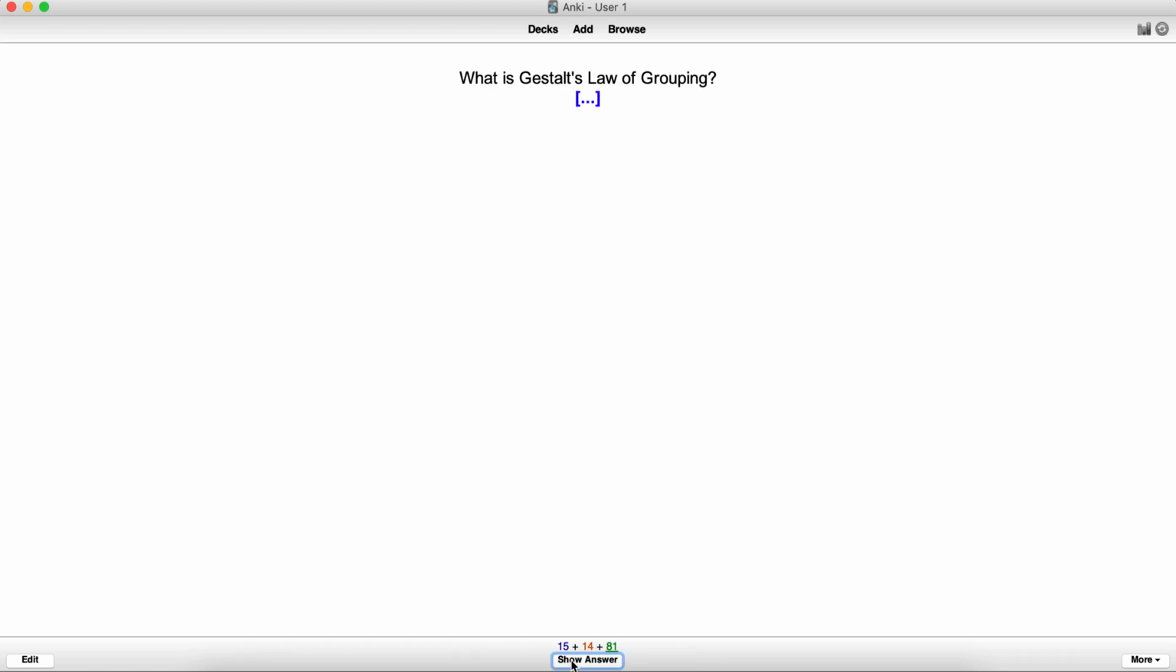What is Gestalt's law of grouping? It's a law that tries to understand how we perceive certain things.